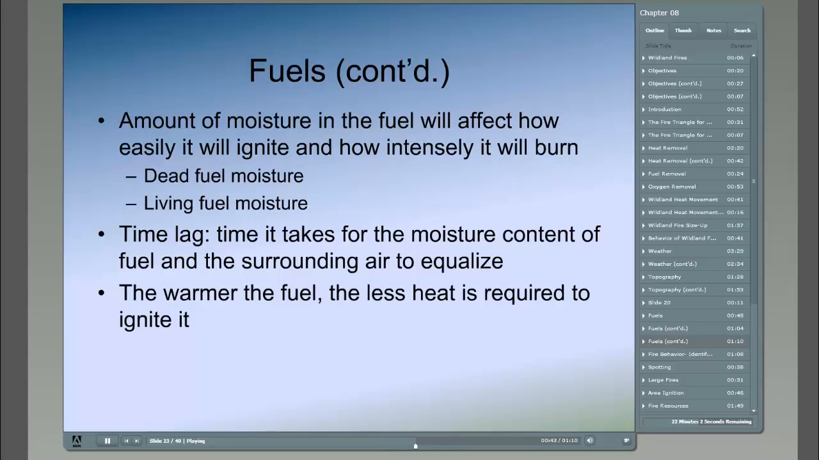The time lag is the time it takes for the moisture content of the fuel and the surrounding air to equalize. Time lag is expressed as a rate, usually in hours. The warmer the fuel, the less heat is required to ignite it. This is particularly important when dealing with light fuels. Their small size and mass allow them to heat up more quickly and change their moisture content faster.